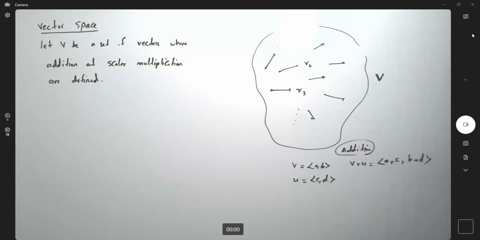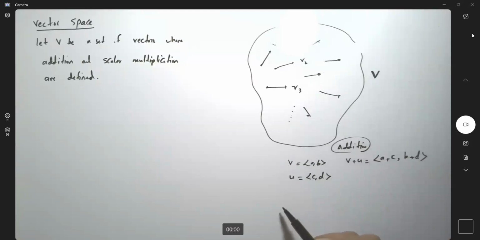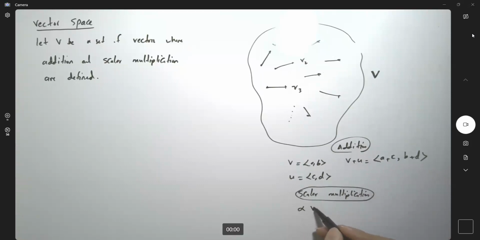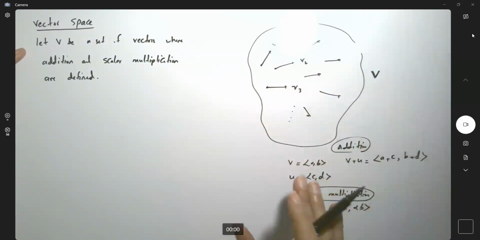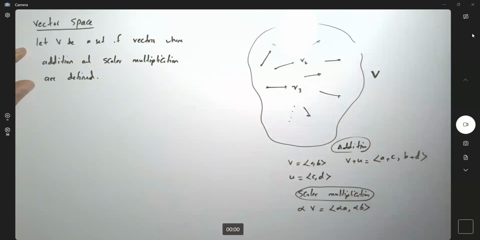The scalar multiplication is just multiplying the components by a scalar. So suppose you have a scalar, for example alpha, and you're multiplying that by vector v. It means that you have alpha a and alpha b. So you have a set of vectors with these two operations defined in that set.